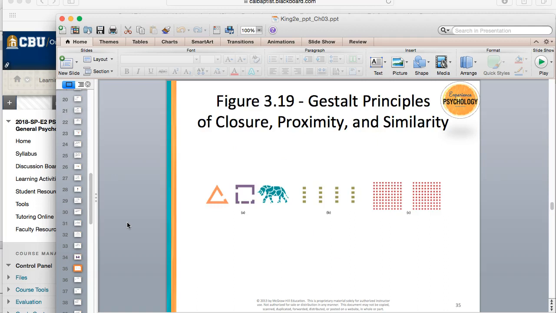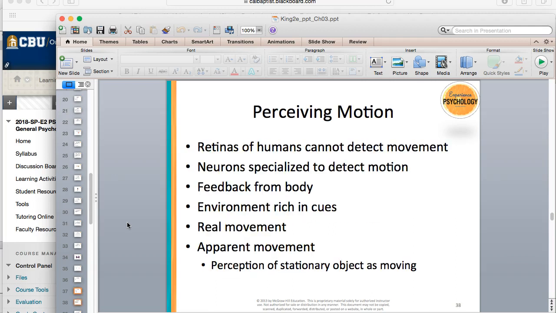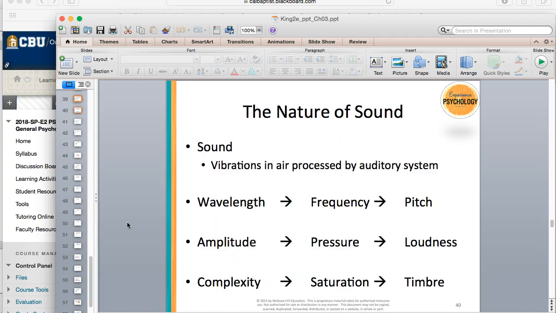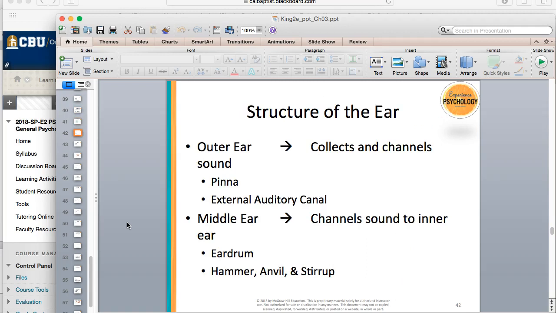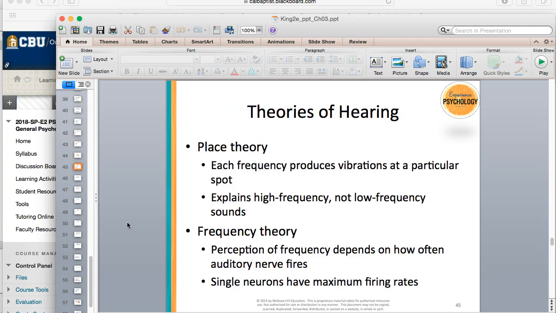Gestalt principles: closure, proximity, similarity. Perceiving motion. The nature of sound, the structure of the ear. Like I said, these are all things that we most likely learned in biology, but they play a huge role in psychology in terms of how we think, perceive, and different things like that. So it's just an overview of biology terms, but they do have a huge impact on psychology. Theories of hearing.